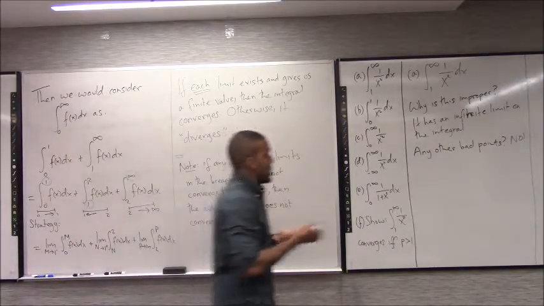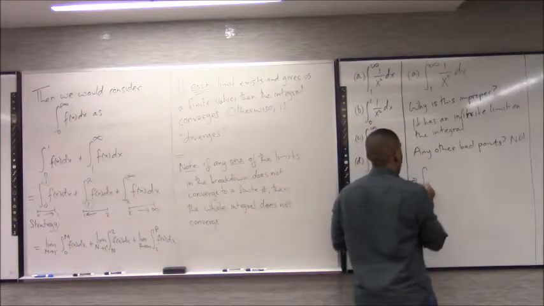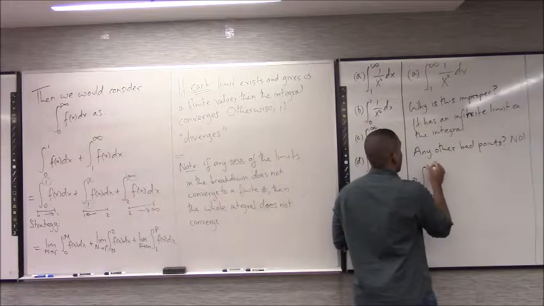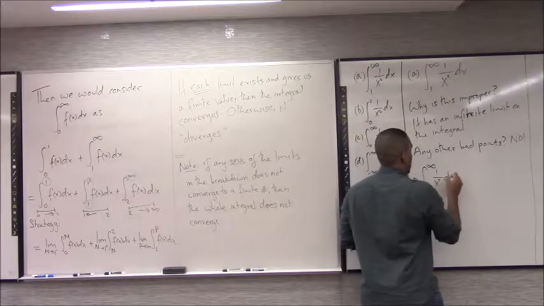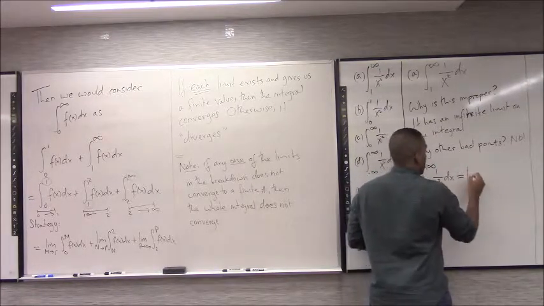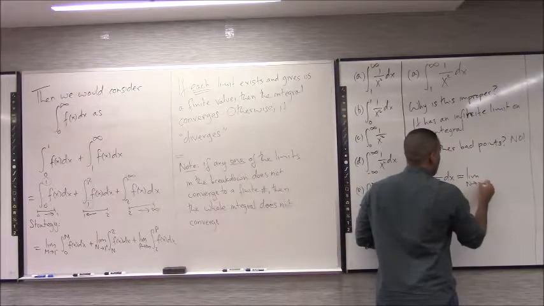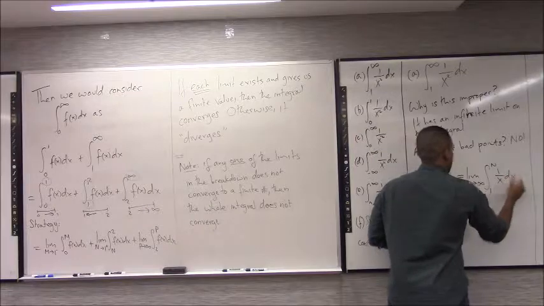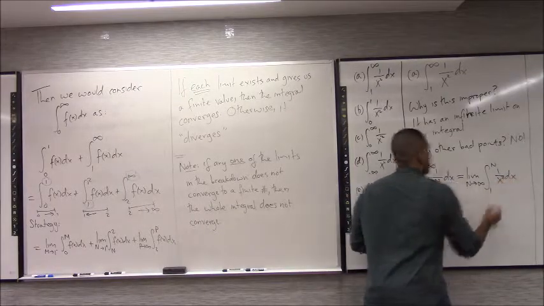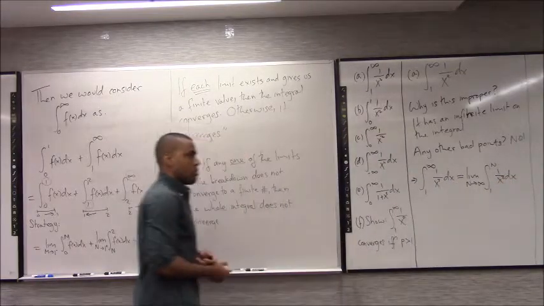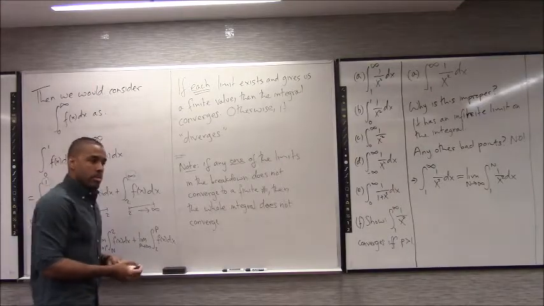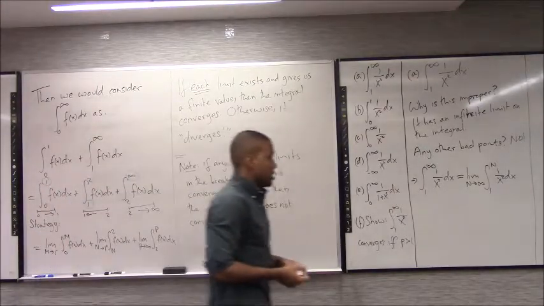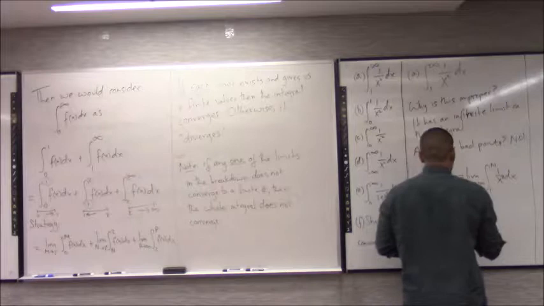So what I would do is, this is going to be equal to the limit, let's say as n approaches infinity, of the integral from 1 up to n of 1 over x squared dx. Now, as long as that limit exists, I would say this converges.